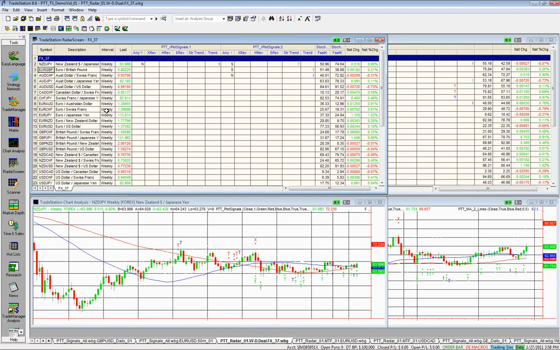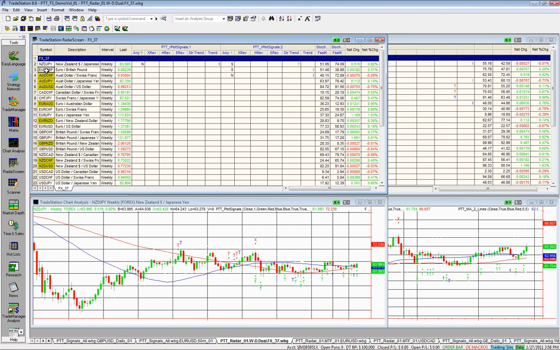The first one is PPT Signal 1, Pro Traders Toolbox Signal 1. This covers the closed bar for the last bar. In other words, when you have your pair up here, whichever pair you highlight and click on, it's going to give you a screen down here, and you can customize this chart as you want. But it'll tell you when there is a signal active.